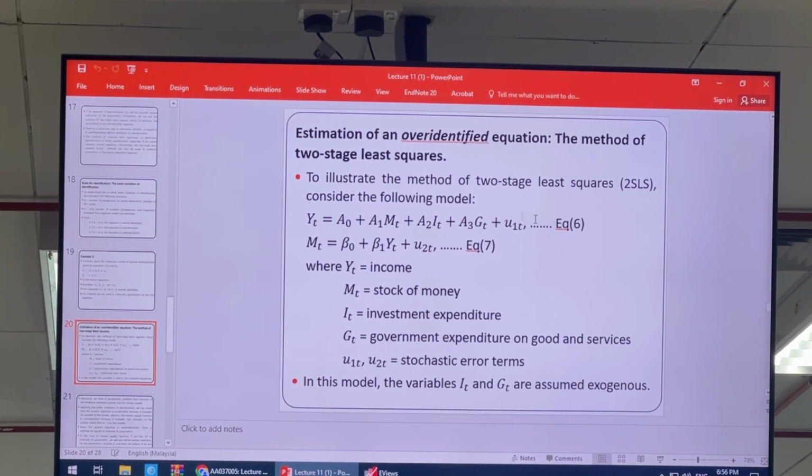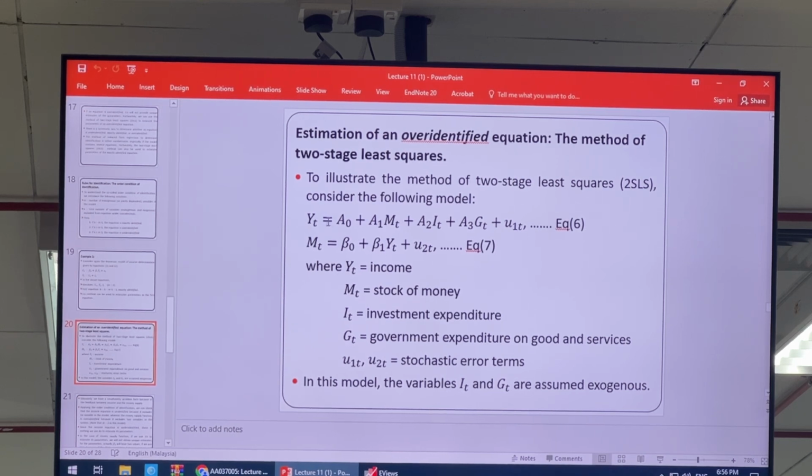So let's say we have two equations. Again, it's a simultaneous equation model. Our endogenous variables are Yt and Mt, because Mt influences Yt and Yt influences Mt. So Yt and Mt are our endogenous variables in the system.